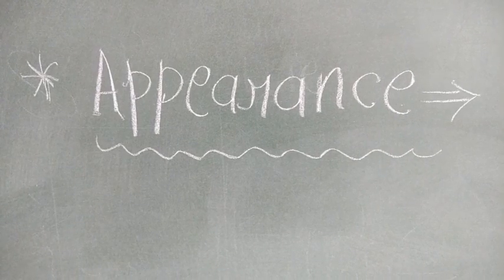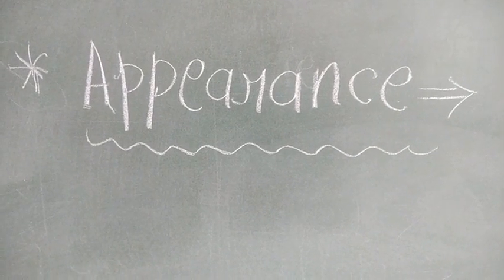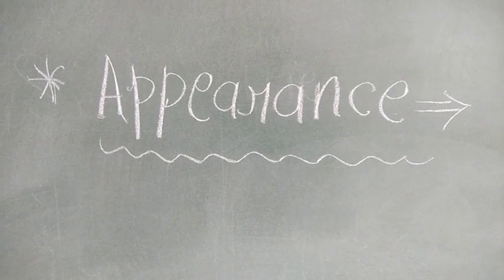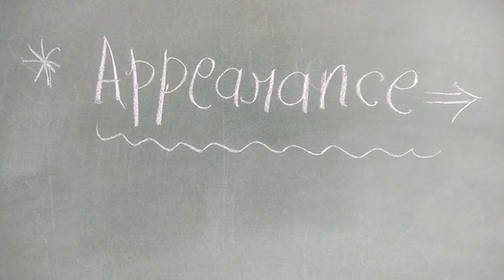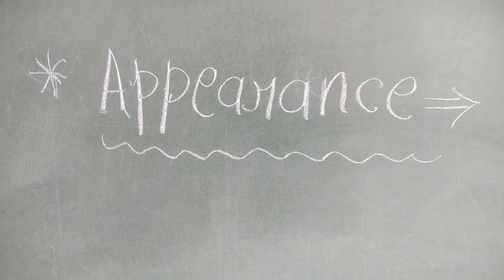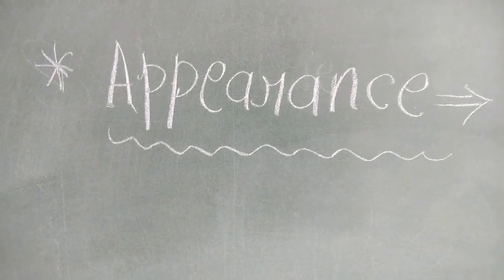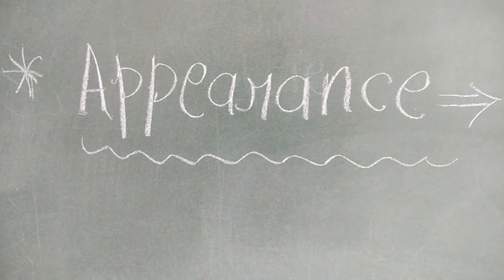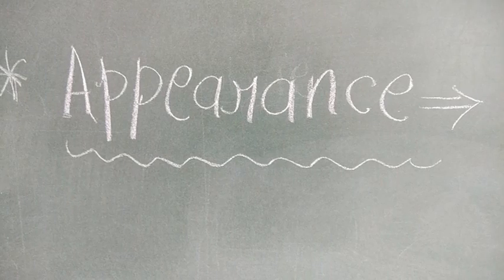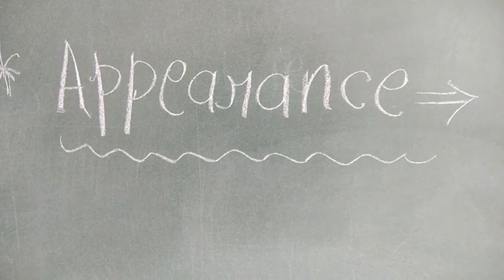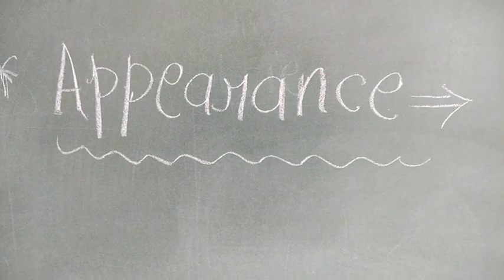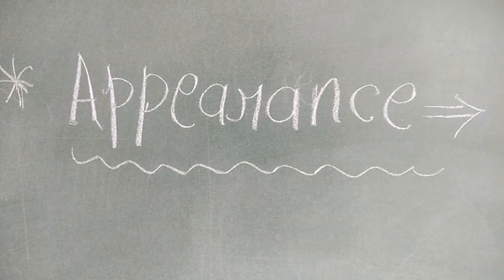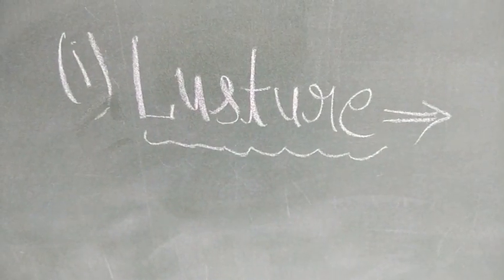Now, first property is appearance. Appearance is the main feature of materials. So we can divide different objects into different groups on the basis of appearance. Luster and smoothness are two characteristics of appearance present in different materials. Now next heading is luster.